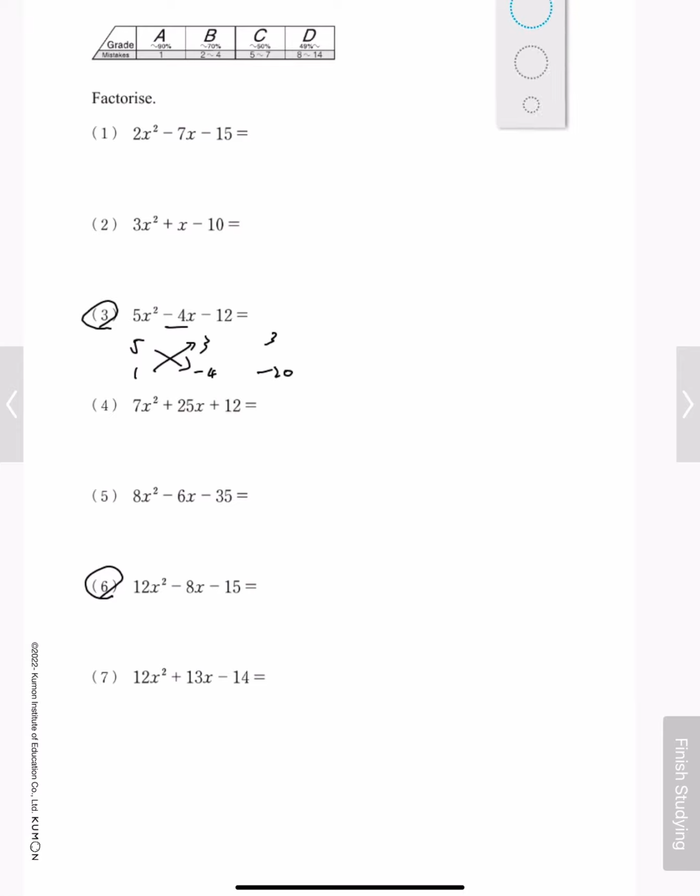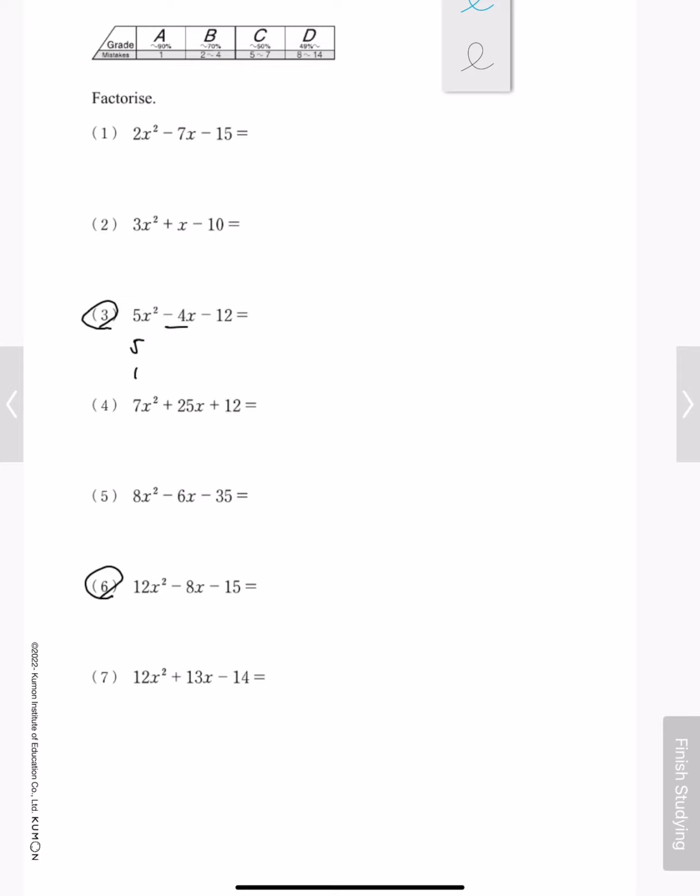So let me try this one more time. Try the 4 over here. Let me try the 3 over here and the negative 4, negative 3 over here and 4 over here. All right, so that's going to be 20 and that's going to be negative 3. That's going to be 17. Also doesn't work. So if things don't work, I'm going to try different combinations now.